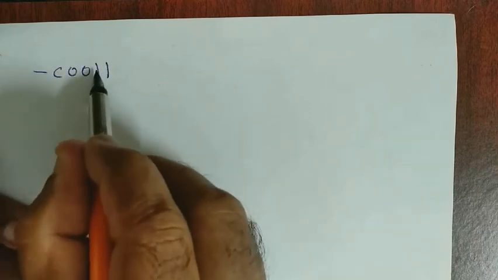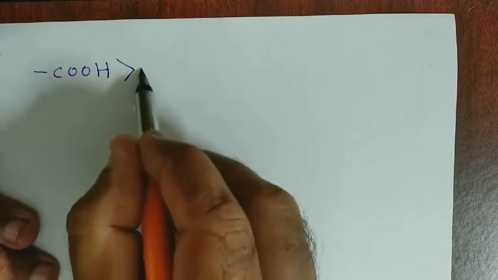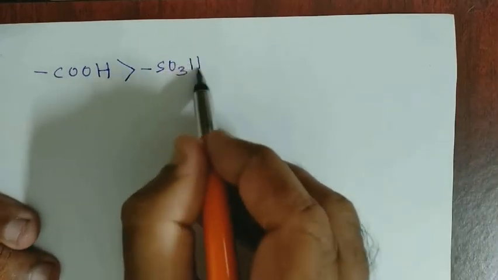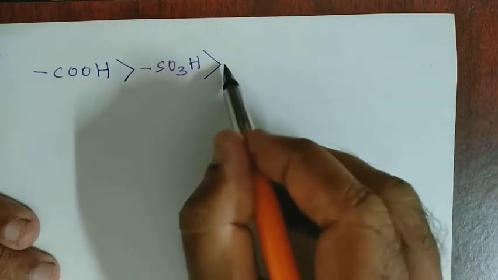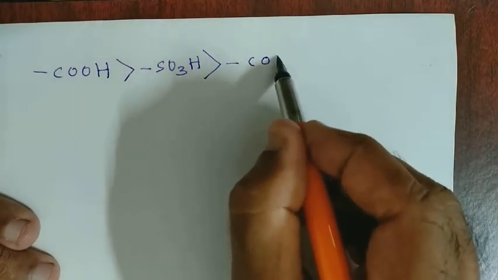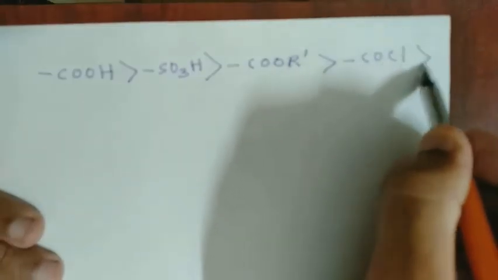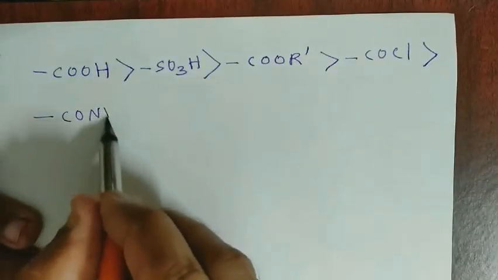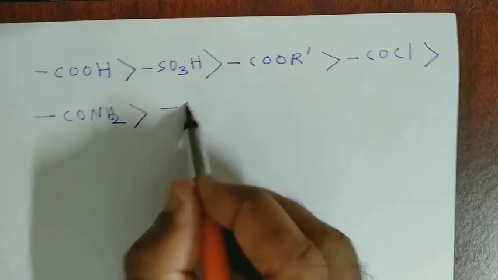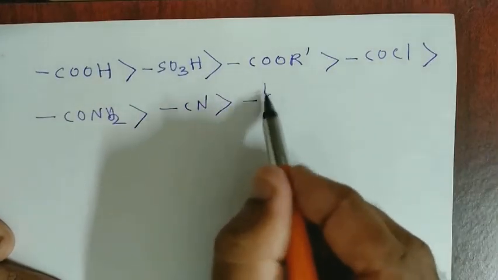and all remaining functional groups are treated as branches. The order of priority of functional groups follows. COOH has the highest priority. This is followed by the sulfonic acid group. Then comes the ester group. Then comes the acid chloride group. Then the acid amide group. Then the cyanide group. Then the aldehyde group.